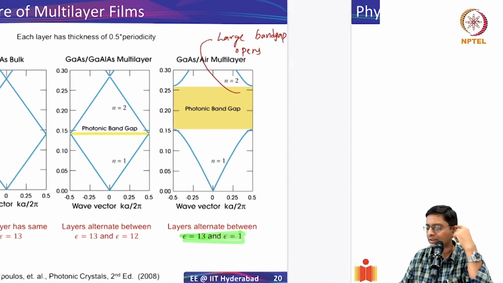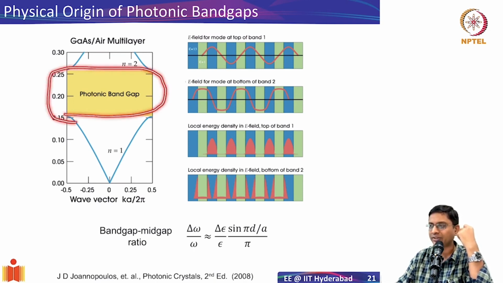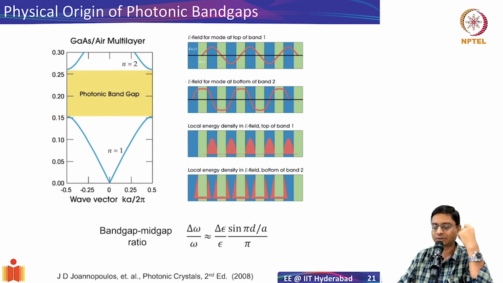To summarize, what happens when you have periodic structures? When you have periodic structures, there is a range of frequencies which are not allowed for the electric field. So this is a band gap, the photonic band gap. And just above and below the band gap, you have a very large density of states for the wave to have a solution. Those correspond to the dielectric band and the air band, where the energy is confined.